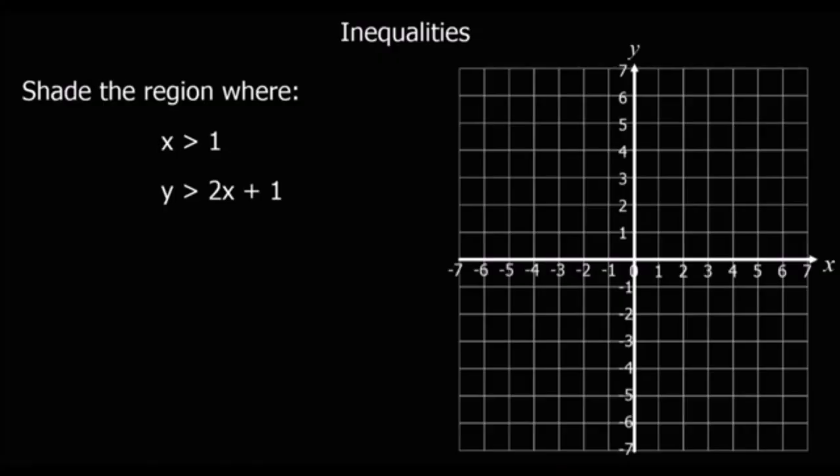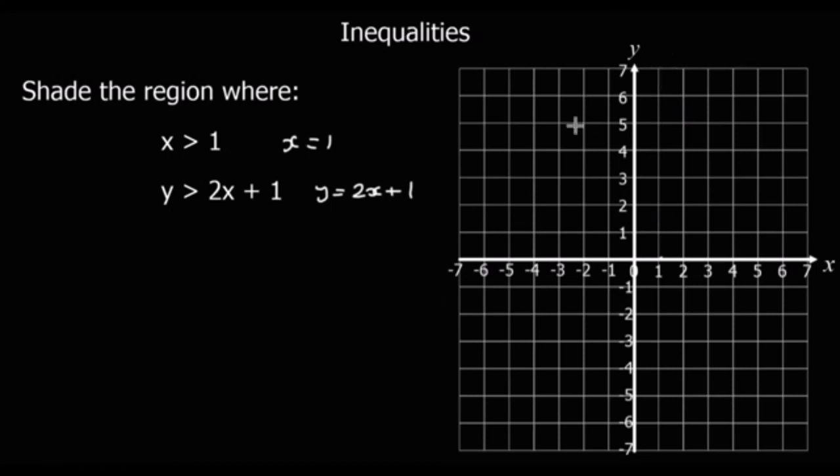Okay, this question says shade the region where x is bigger than 1 and y is bigger than 2x plus 1. So what we do to do these regions is we draw the line of x equals 1 and we draw the line of y equals 2x plus 1. So we draw the line where it's equal to it. So x equals 1, x equals 1. So this is where x equals 1, and it's all the way down this line.